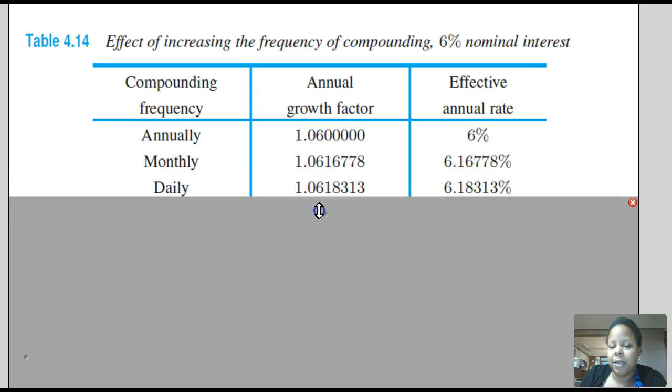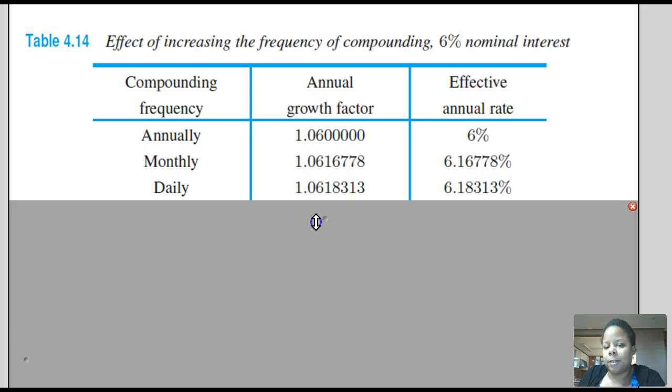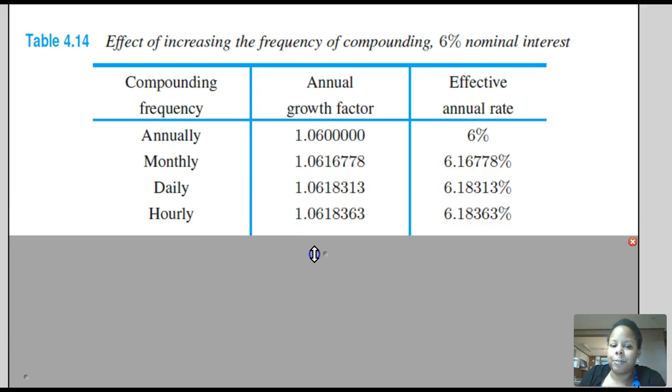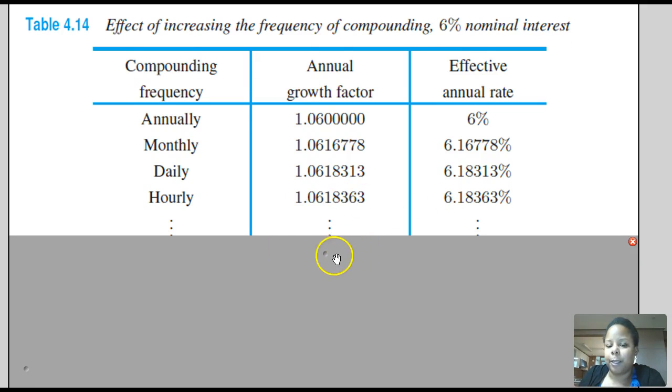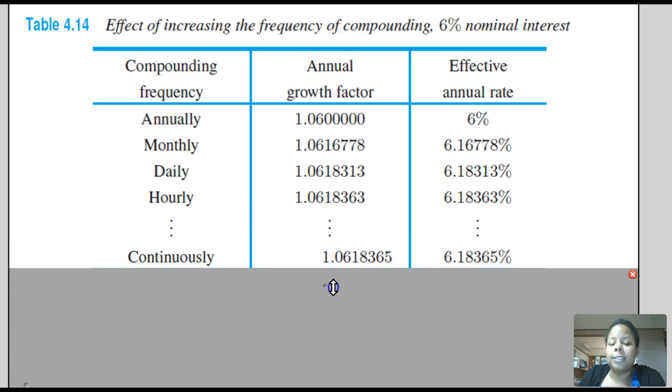Hope you're seeing a pattern. Daily, this is the result. Hourly, that is the result. So the question is, if I keep on increasing the compounding period after hourly, if I do minutes, if I do every second, what do you think the annual growth factor or the effective annual rate is going to be? Well, if I do it continuously, that means the annual growth factor is going to limit out at 1.0618365, i.e. the effective annual rate is 6.18365%.